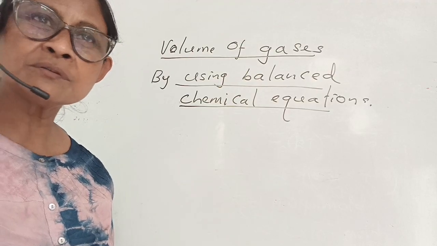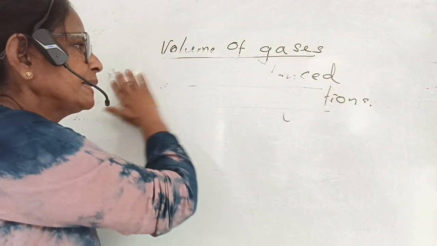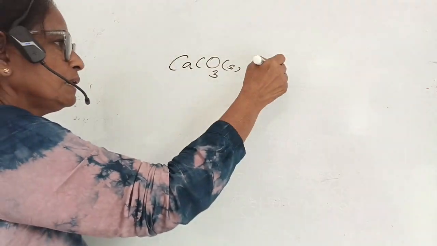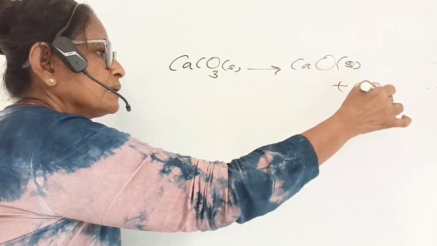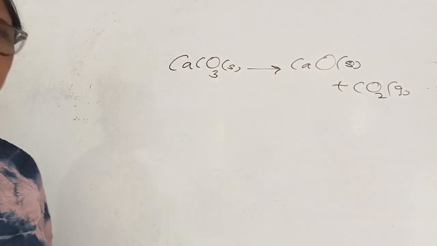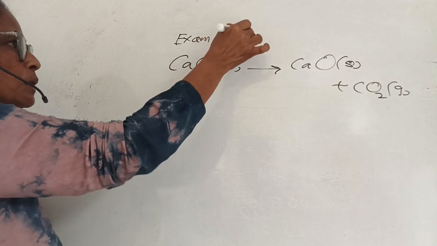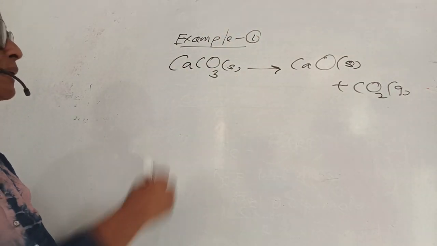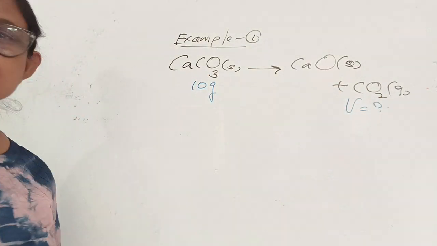We are moving on to one example to look into this type of question. We move on to the balanced chemical equation. Calcium carbonate solid on heating decomposes into calcium oxide solid and carbon dioxide gas. So this is example number 1. It asks how to calculate the volume of carbon dioxide if just 10 grams of calcium carbonate is provided. What is the volume of carbon dioxide produced?